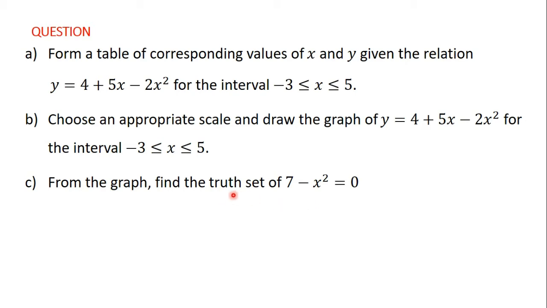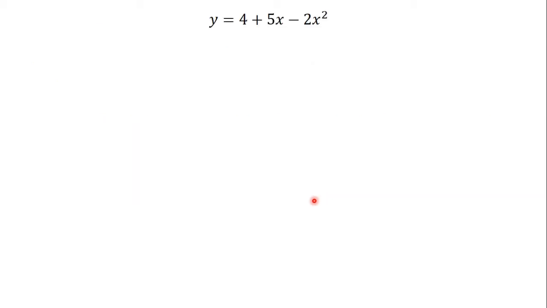As we can clearly see, the quadratic expression in the function is different from the quadratic expression in the equation. The quadratic expression in the function is 4 plus 5x minus 2x squared. The quadratic expression in the equation is 7 minus x squared. We have learned that when you have such a case, to find the solution of the equation, you first have to compare the coefficient of the quadratic term in the equation to the coefficient of the quadratic term in the function. So let's do that.